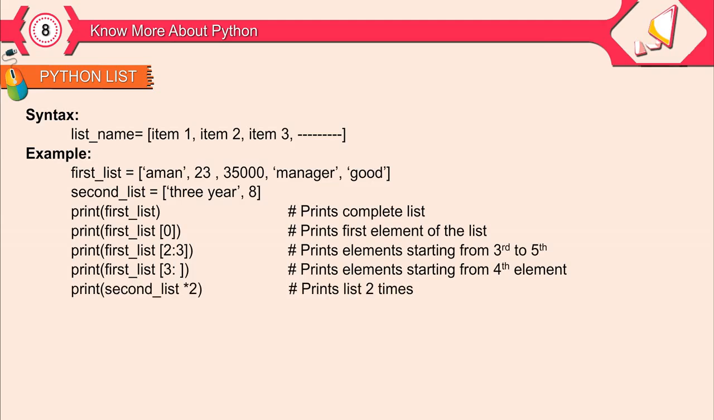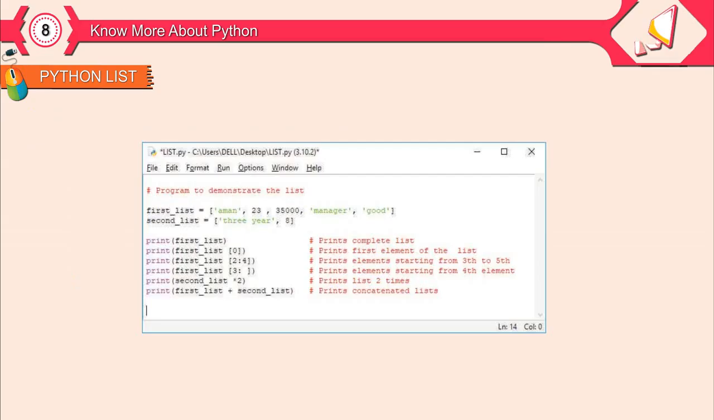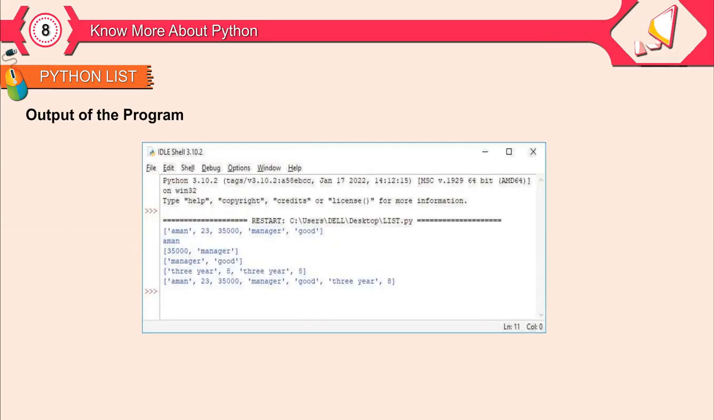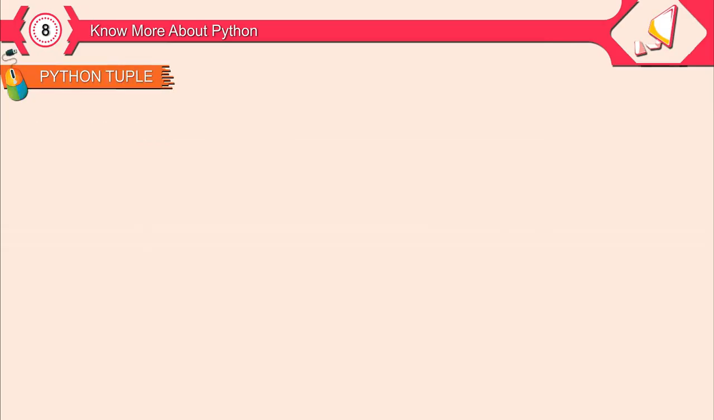print(second_list * 2) # prints list 2 times. print(first_list + second_list) # prints concatenated list. Program to demonstrate the list in Python. Output of the program. Python tuple.